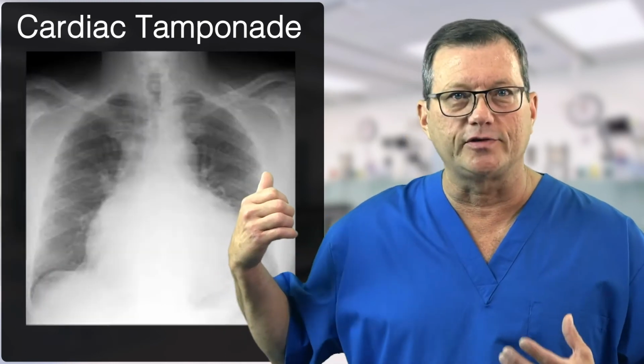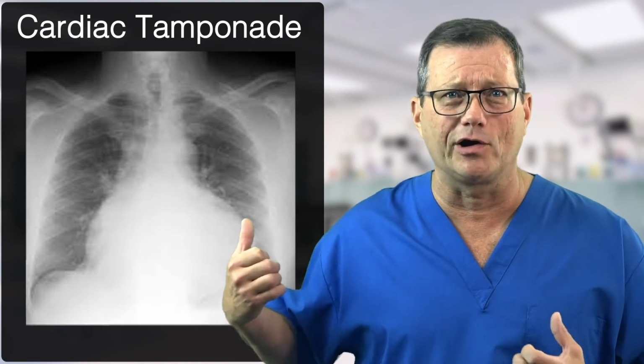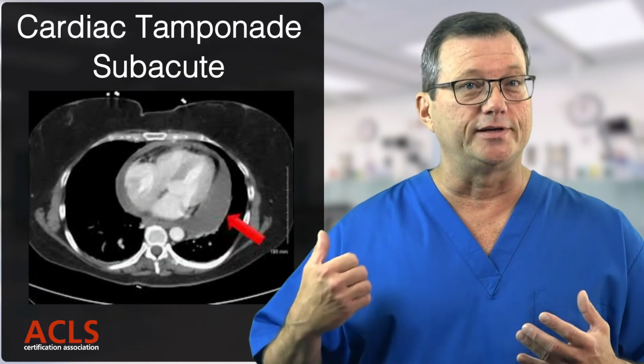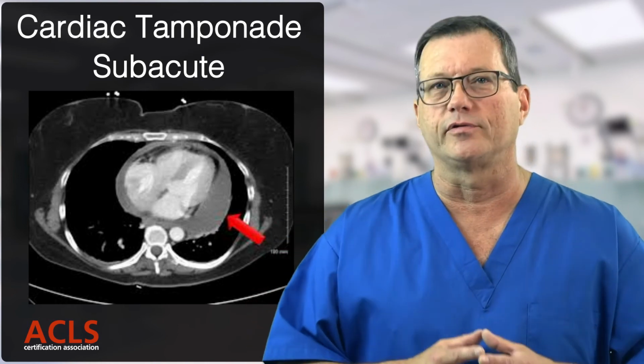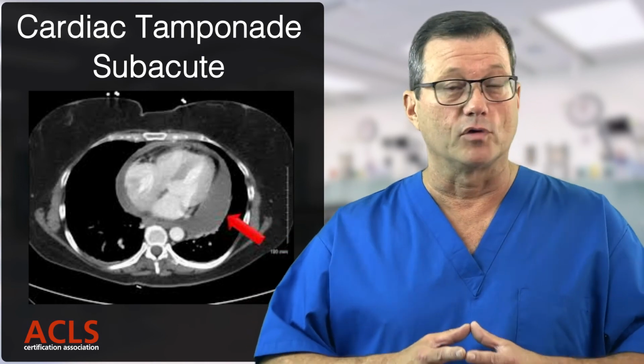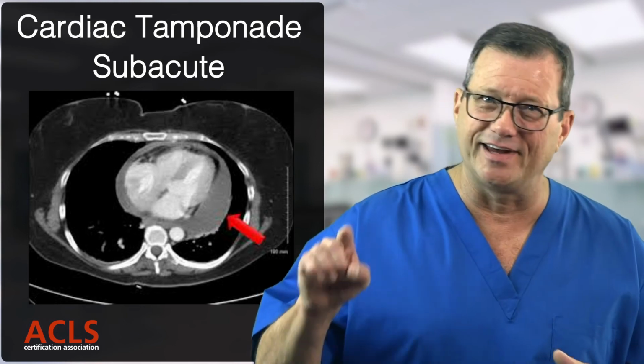If you look at these chest x-rays here, you can see that is a huge heart on the x-ray. If we look at CT, we can very clearly see the pericardial sac filling with fluid. So again, remember, in ACLS, our job is to detect this.